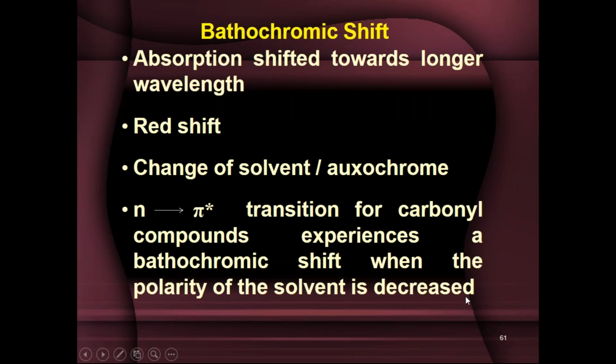So if solvent polarity is decreased, that means you make the solvent more nonpolar, in which you have dissolved the substance, then you will see the n-pi star transition band undergoing a bathochromic shift. If you make the solvent more polar, then you will see the pi-pi star transition band undergoing a bathochromic shift.